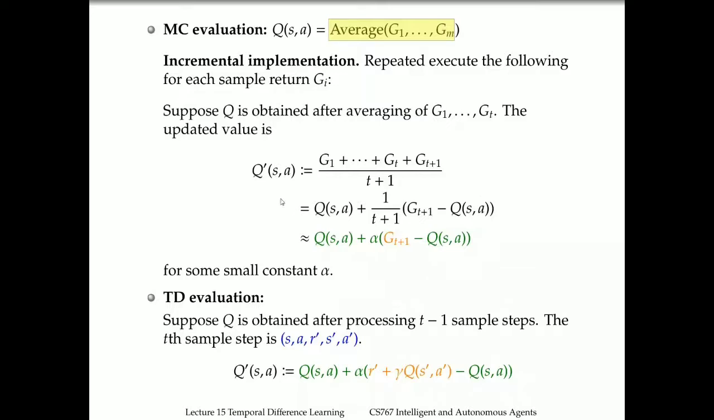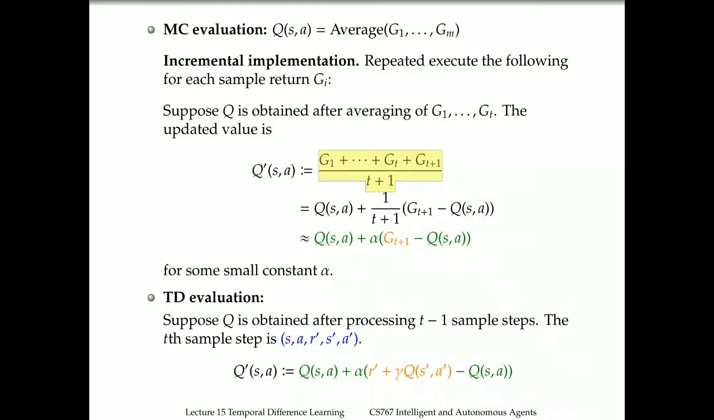We can rewrite this update rule, so the new Q value will be equal to the sum of all of the returns after we got t plus 1 samples which visit S, A, and then we divide by the number of times we have visited S, A, right? That's essentially, if you recall, the on-policy method for the Monte Carlo method.